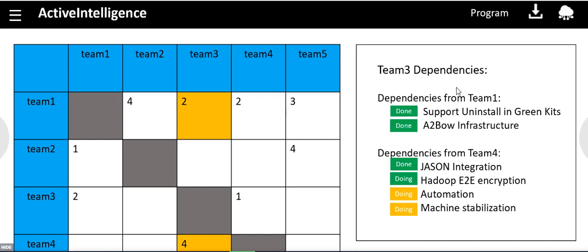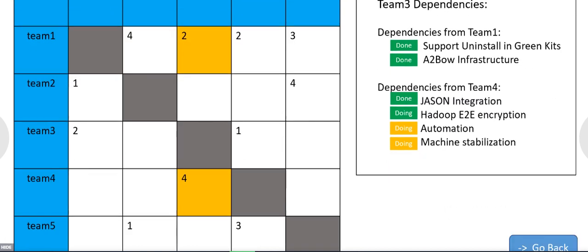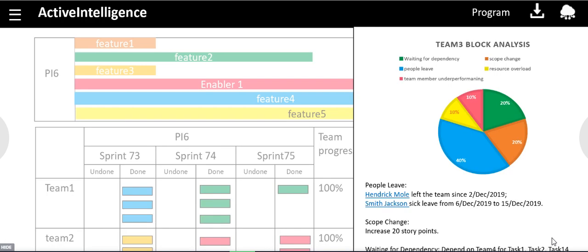You go here, you see that team 3 is dependent on team 1 because of support uninstall work. That is already done. Now there is a dependency on team 4 because automation and machine stabilization is still in progress. So that's why there was a dependency. Now you go back again.